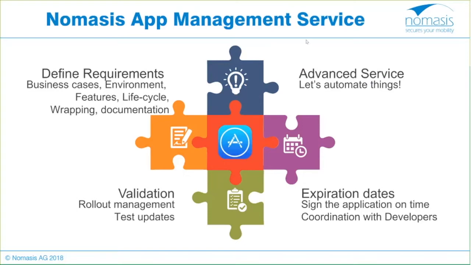Then, as mentioned, the advanced services: let's automate things. On the next slide, I will tell you about automation. So basically, having one app or 10 apps doesn't mean that we have 10 times more to do. Usually, it's potentiated by 2. It feels like having 20 apps.